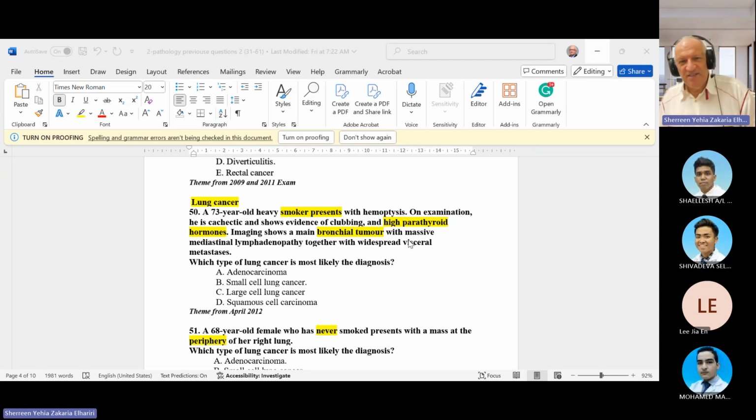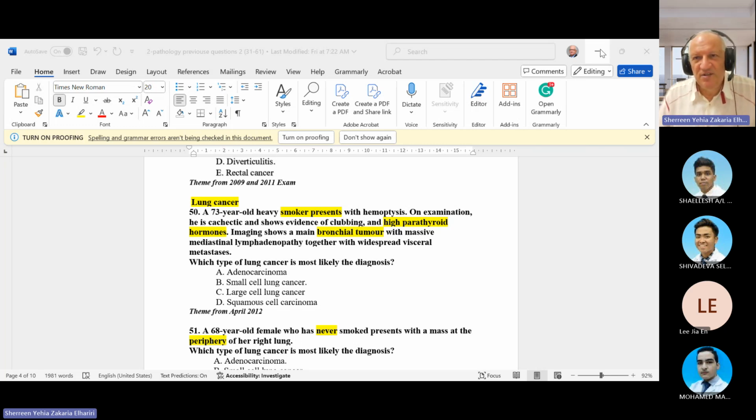Because again, we mentioned if a smoker, it is squamous cell carcinoma, and a non-smoker, adenocarcinoma. But if the patient is a smoker and has paraneoplastic syndrome, it is a small cell carcinoma or oat cell carcinoma. What is paraneoplastic syndrome? It can be anything: high erythropoietin, high parathyroid hormone, high ACTH. Any hormone increase, we call it paraneoplastic syndrome. So in this situation, we call it small cell lung carcinoma or oat cell carcinoma.